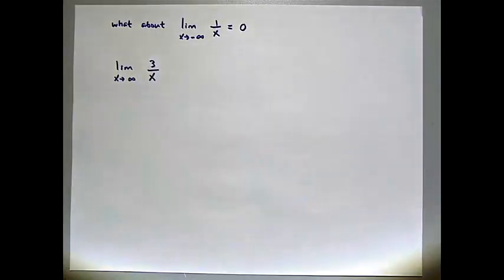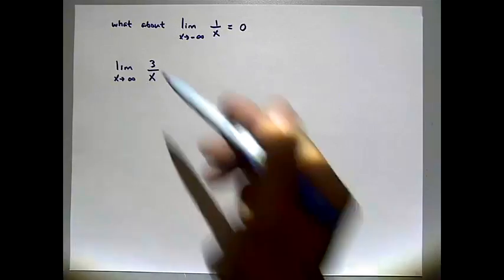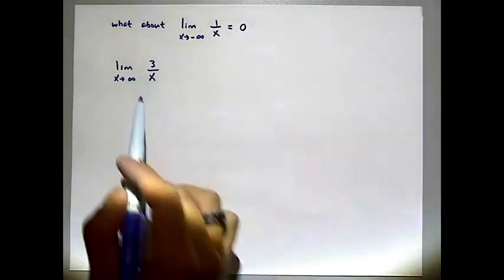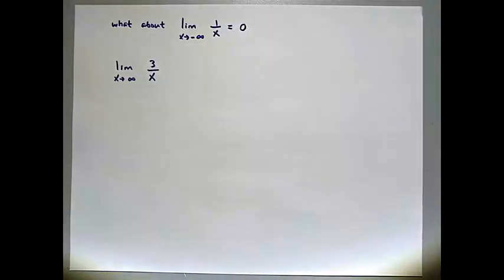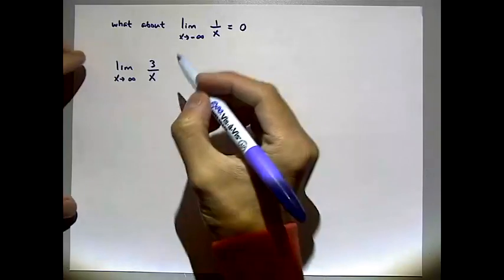What about 3 over x? What do you think? Still 0, right? Because downstairs still gets really large. Upstairs is 3 times bigger, but downstairs is getting so much larger. Eventually, this will get to a 0.